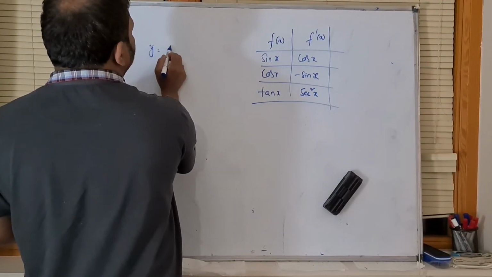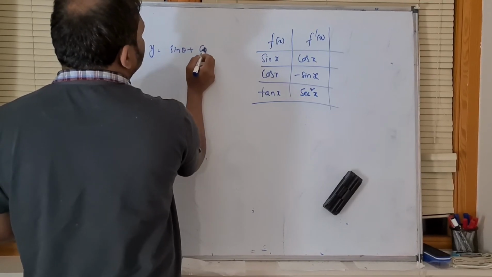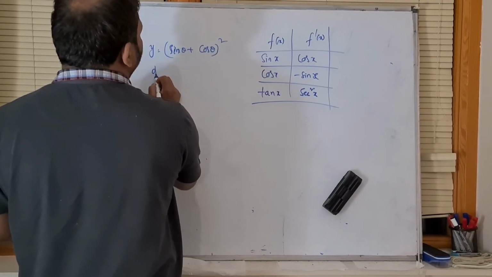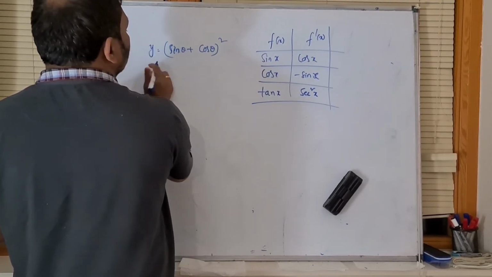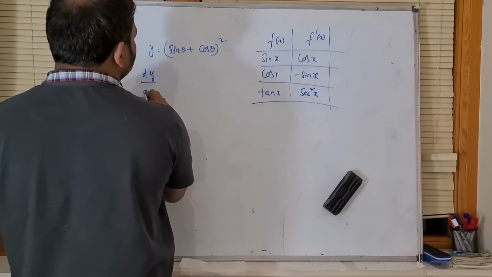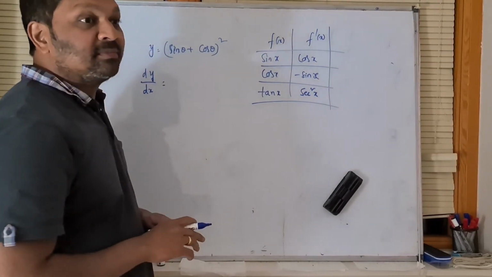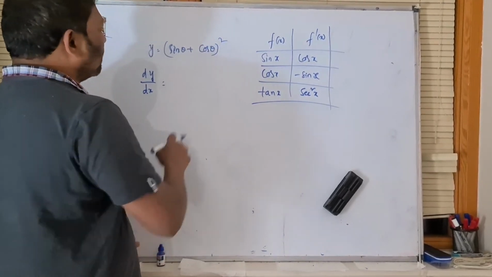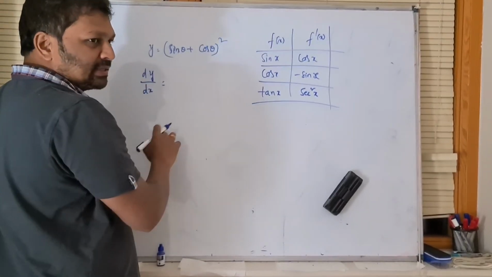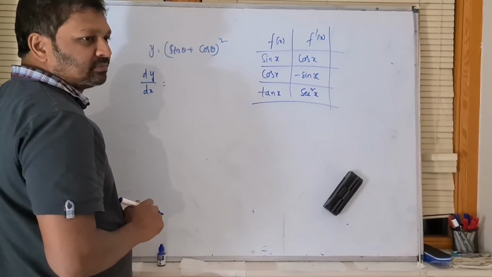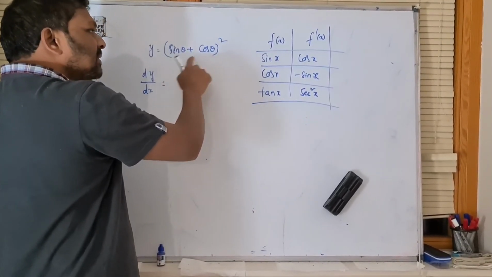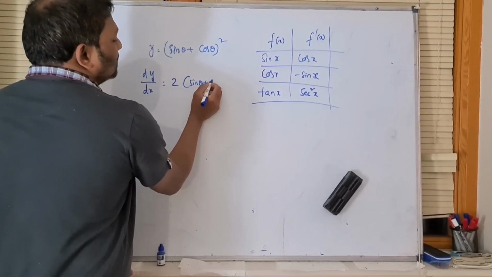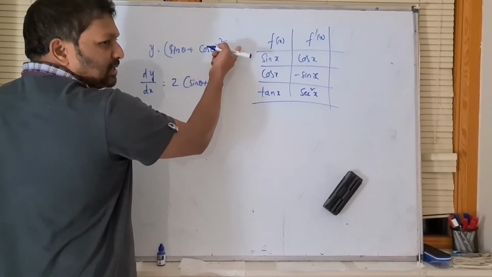Y is equal to (sin theta plus cos theta) whole squared. What is the differentiation of it, dy by dx? Chain rule? First, consider the whole thing as x to the power of n. Don't start by differentiating the inner part directly. 2 times (sin theta plus cos theta) to the power 1, since 2 minus 1 is 1.